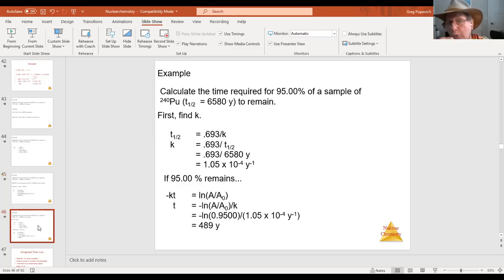Calculate the time required for 90% to remain. Again, this now is a change of the wording on the problem. 95% haven't decayed. I have 95% left. So my ratio of A to A0 is going to be 0.95 rather than 0.05. And it works out to be a whole lot less time.